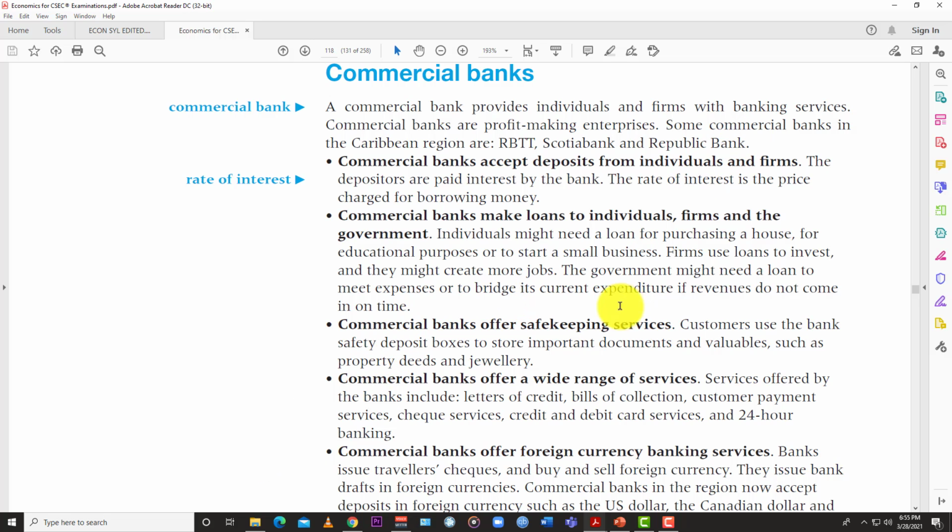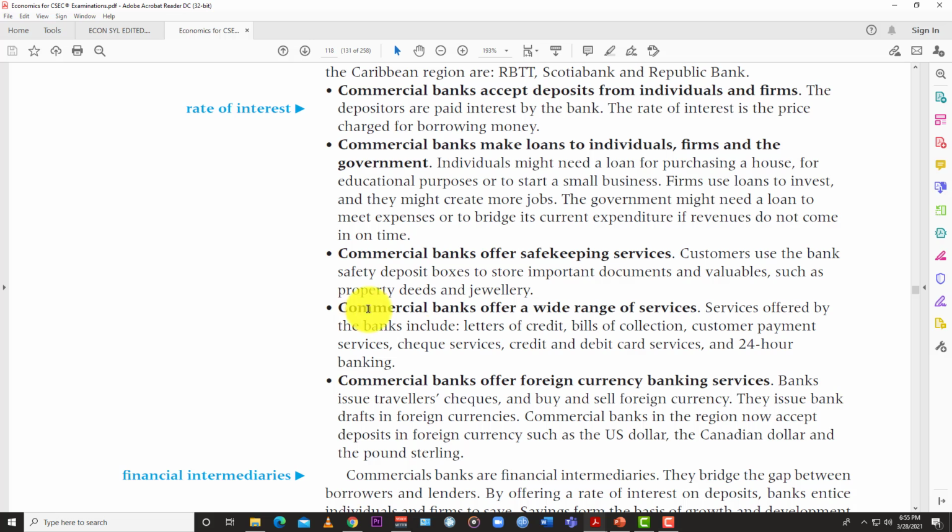Commercial banks offer safekeeping services. Of course, you can have a safe there to store your jewelry, your heirlooms, whatever is precious to you. You can use the commercial bank with their vault and things like that to have your night box and your safe deposit box. Customers use the banks for safe deposit boxes to store important documents and valuables such as property deeds and jewelry.